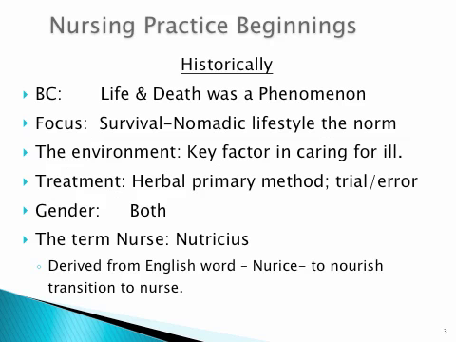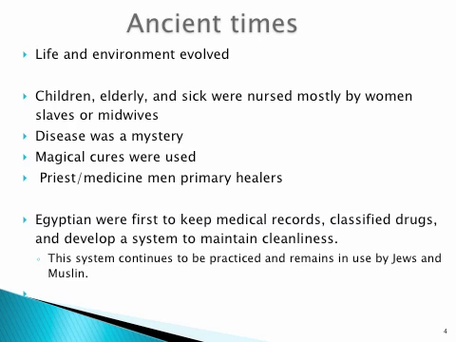Historically, it shows that life and death was simply a phenomenon. The focus was simply on survival, and the environment played a key factor in two ways. One, it was responsible for most of the illnesses then, as well as the cures, as herbal remedies were the primary treatments. Gender: people were nursed by both. The term nurse is derived from nutricus, meaning to nourish, which we use today.